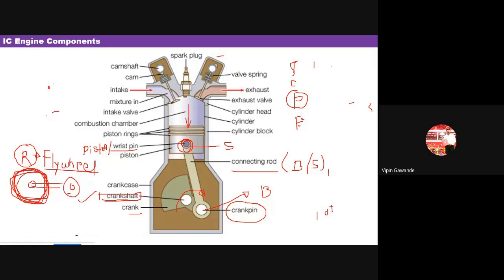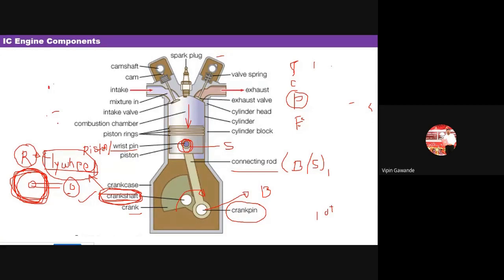Okay, so what is the final conclusion here? The crankshaft is rotating. It is having the rotation, but those rotations are not uniform. To make that rotation uniform, we have to use another component. We call that component a flywheel. Okay, so that component is there.